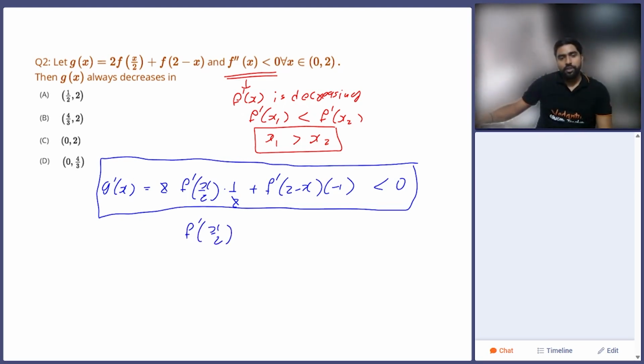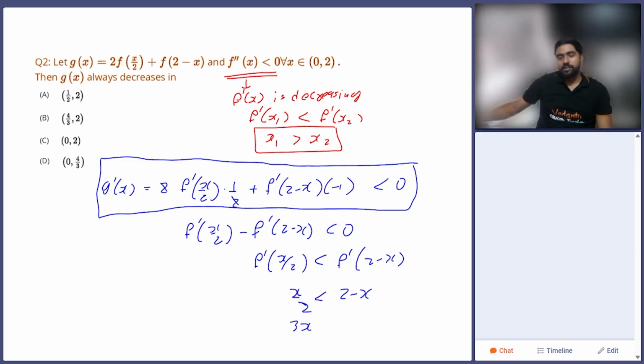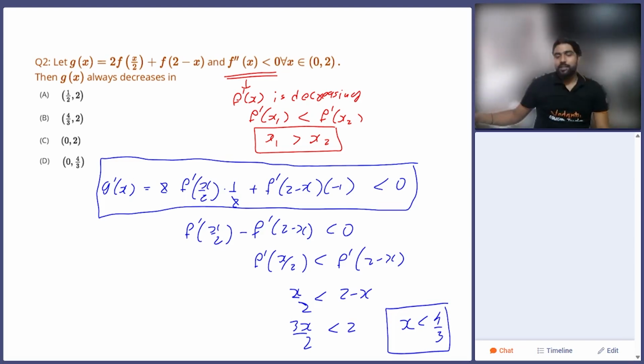I have f dash of x by 2 minus f dash of 2 minus x has to be less than 0, which means f dash of x by 2 should be less than f dash of 2 minus x, giving you x by 2 less than 2 minus x. So what do we have? We have 3x upon 2 less than 2, that is x less than 4 by 3, is the condition that we have over here. Okay? The value of x has to be less than 4 by 3 over, oh sorry about that.